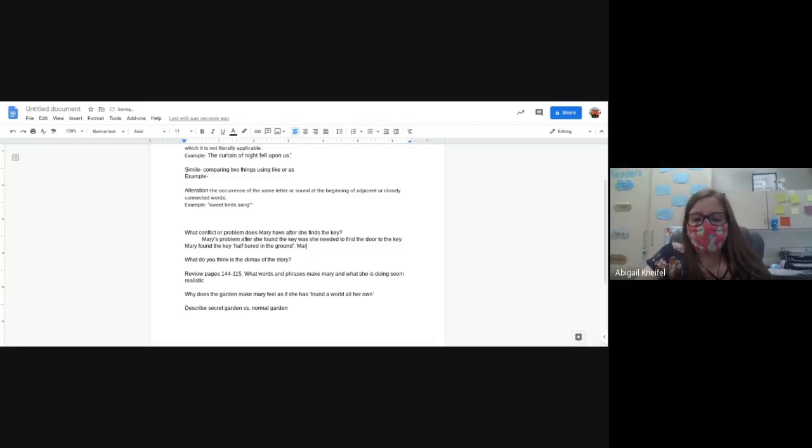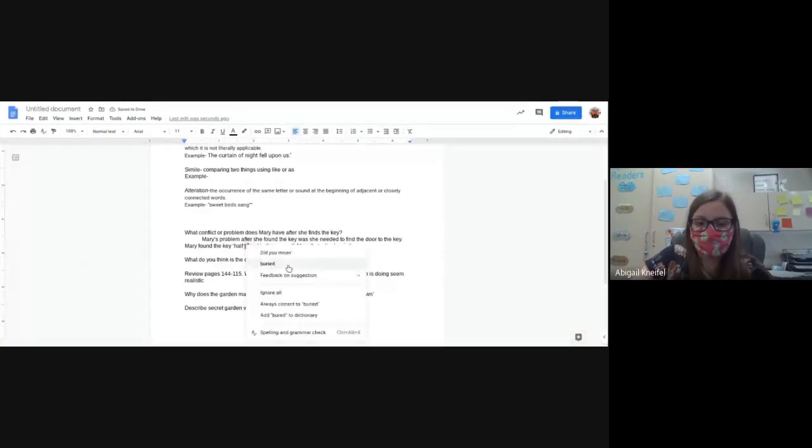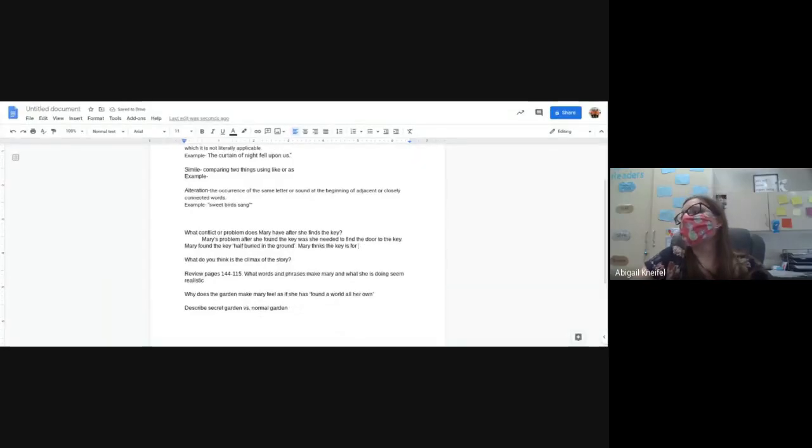Mary thinks the key is for what? Someone I haven't already talked to. Marissa, unmute yourself. Where does Mary think the key is for? Where is she hoping, or where does she think this key is for? Marissa, it's literally the title of the story. Mary thinks / hopes the key is for the abandoned secret garden, period. If it shows up. Perfect.